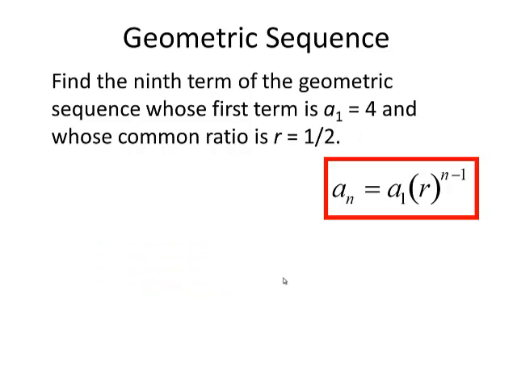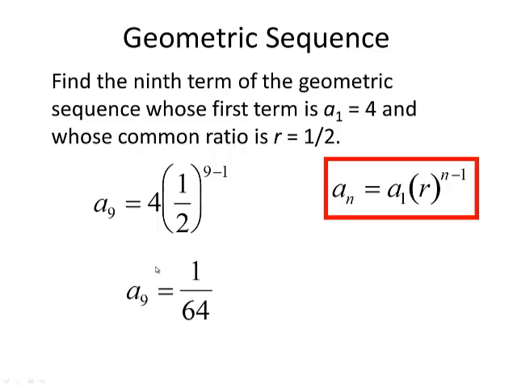Let's try another one. Find the 9th term if the first term is 4 and the common ratio is a half. So we're going to say the 9th term is equal to 4 times a half to the 9 minus 1 power, or the 8th power, because it's 1 less than n. So doing that on your calculator, you see that that's 1 over 64.